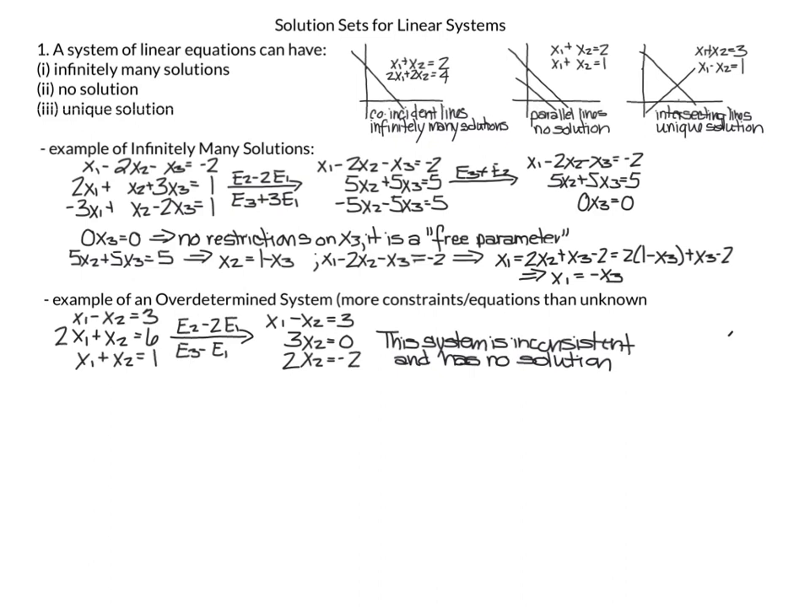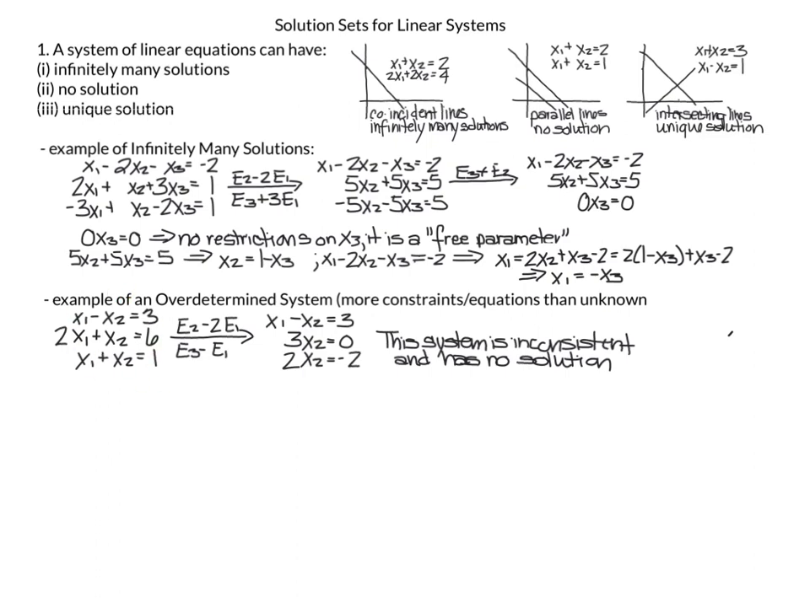Next, we are going to have an example of no solutions, and in particular, we're going to do an example of an overdetermined system. Overdetermined means there are more equations or more constraints than unknowns. So we have x1 minus x2 equals 3, 2x1 plus x2 equals 6, and x1 plus x2 equals 1. Again, it's overdetermined because we have three equations but only two unknowns, so more constraints than we have unknowns.